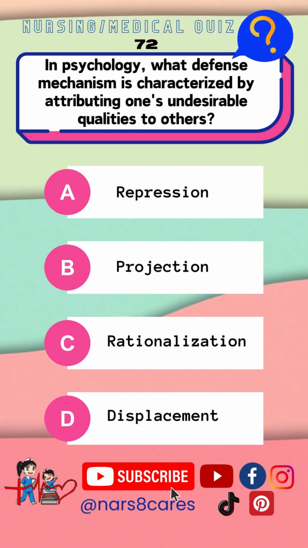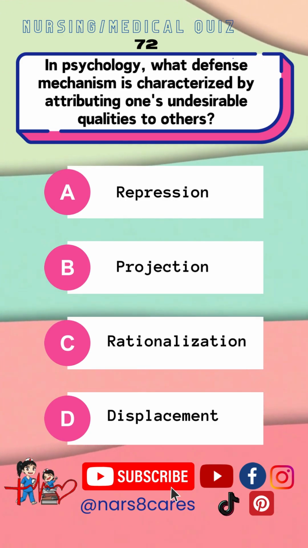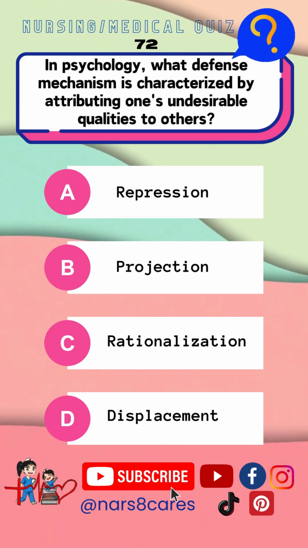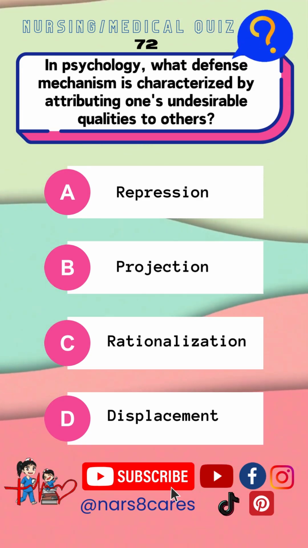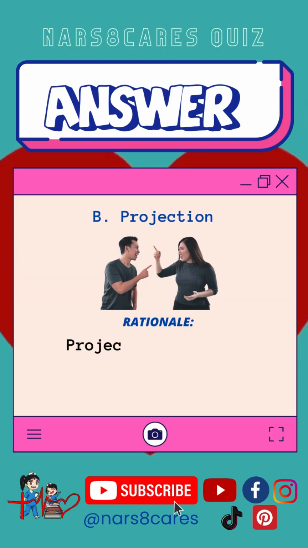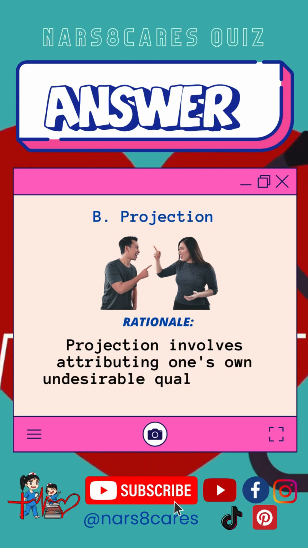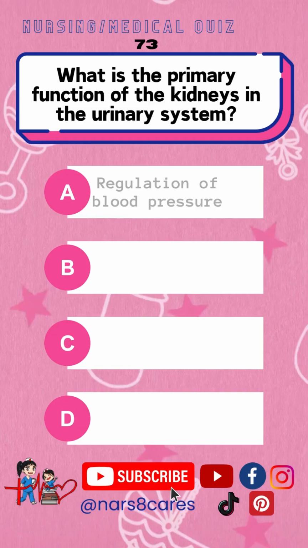72. In psychology, what defense mechanism is characterized by attributing one's undesirable qualities to others? A. Repression. B. Projection. C. Rationalization. D. Displacement. Answer B. Projection. Rationale: projection involves attributing one's own undesirable qualities or emotions to others.